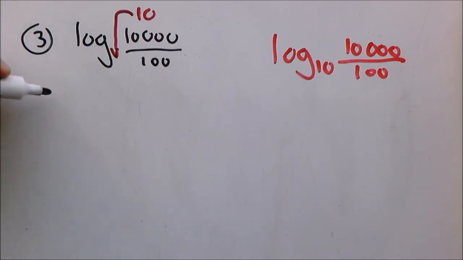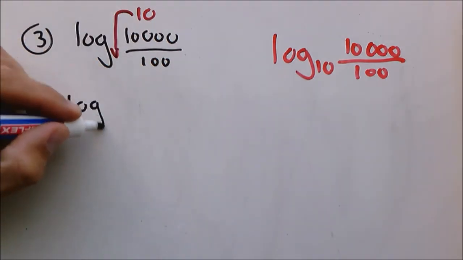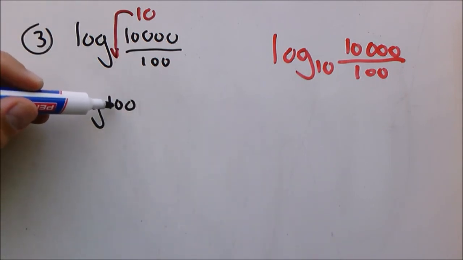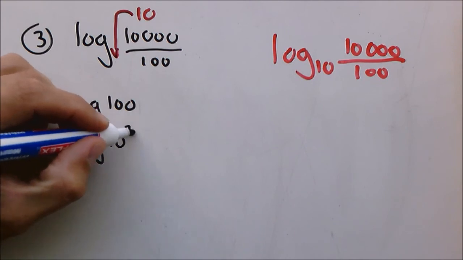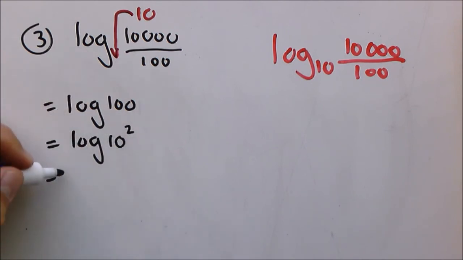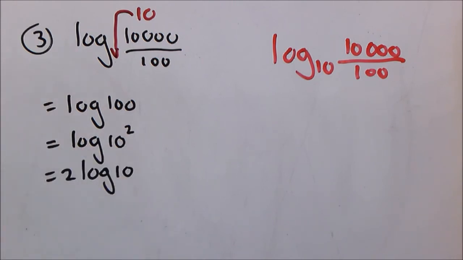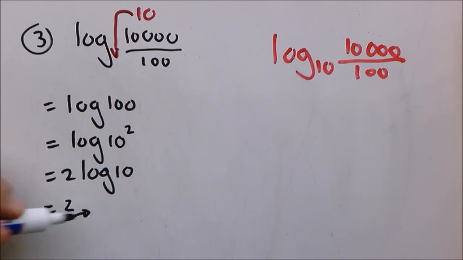Okay, let's simplify. 10,000 divided by 100 becomes 100. So this is log 100. Remember now the base is 10, so we would like to work towards 10 to the power of something if we can. We know that 100 is 10 squared. We can take the 2 to the front. So this becomes 2 times log 10. Now if you use a calculator and say log 10 equals, you'll see that it becomes 1 because the base is the same as the number. So this becomes 1, so the final answer is just 2. And that's it. Good luck with your calculations.